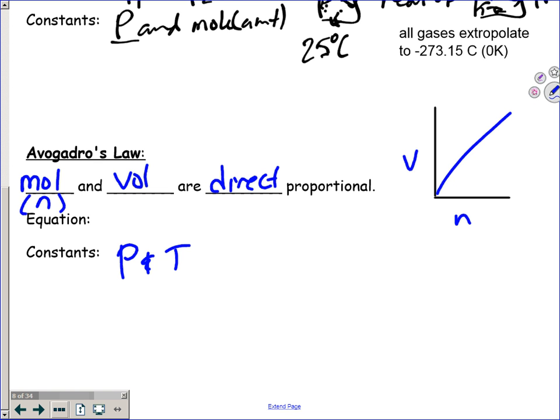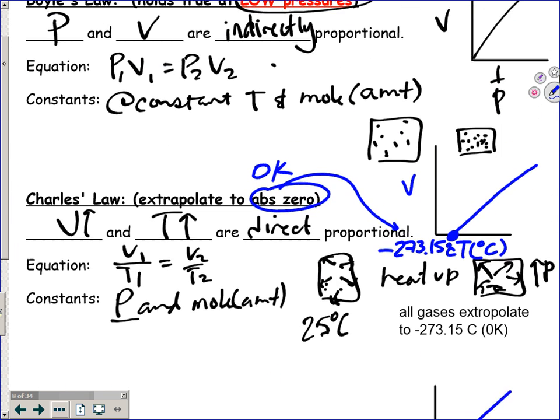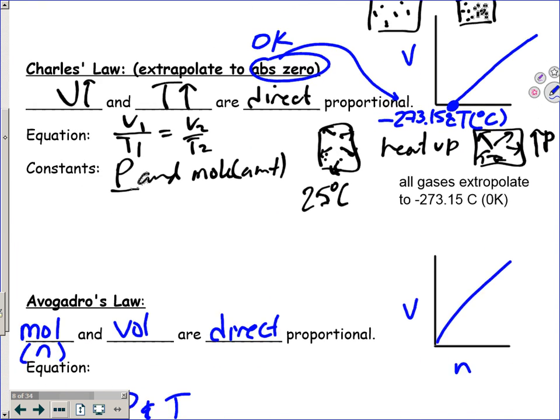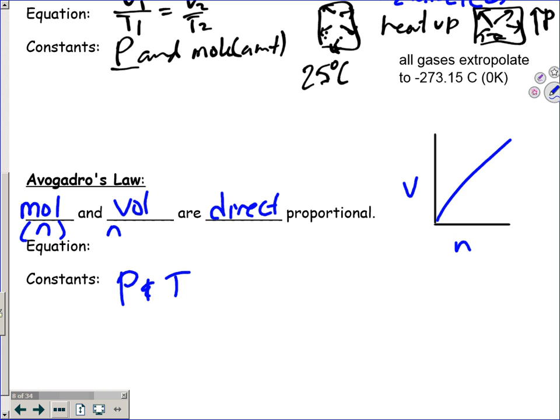Okay, and with that, there's not much else to do there. Okay, so these are three, oh, I forgot the equation. So if it's directly proportional, we're going to write it similarly to whose other law? Charles's law, so we're going to write it as N1 over V1 is equal to N2 over V2.